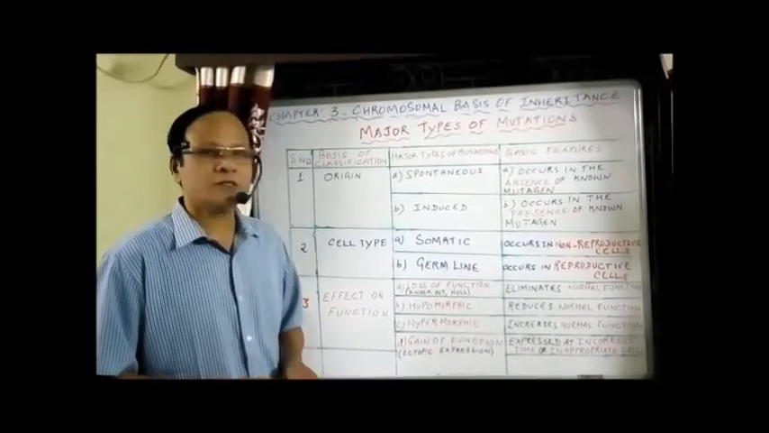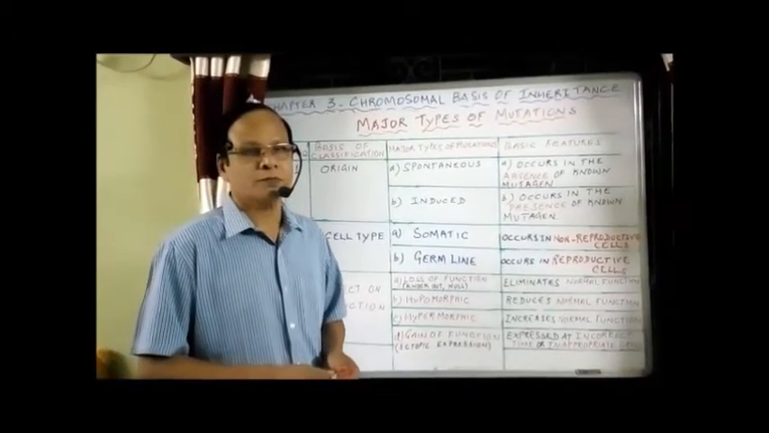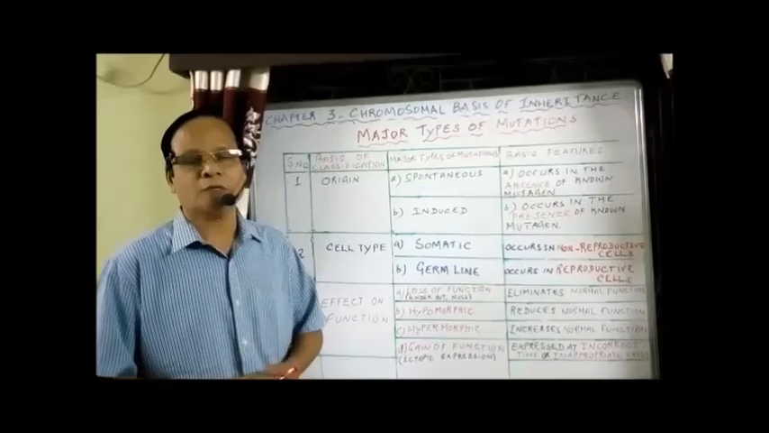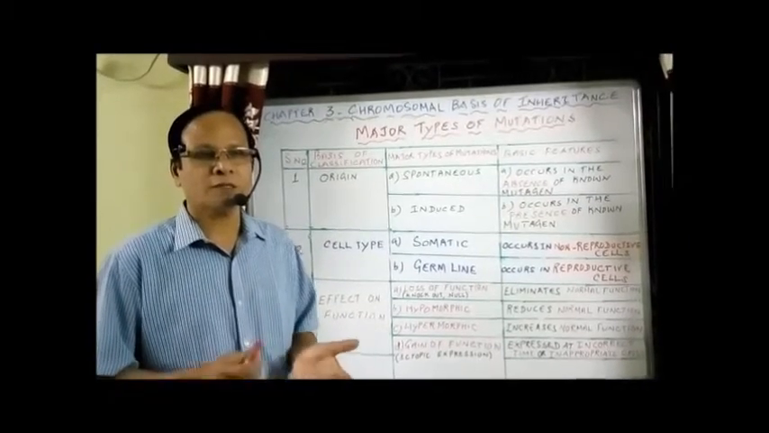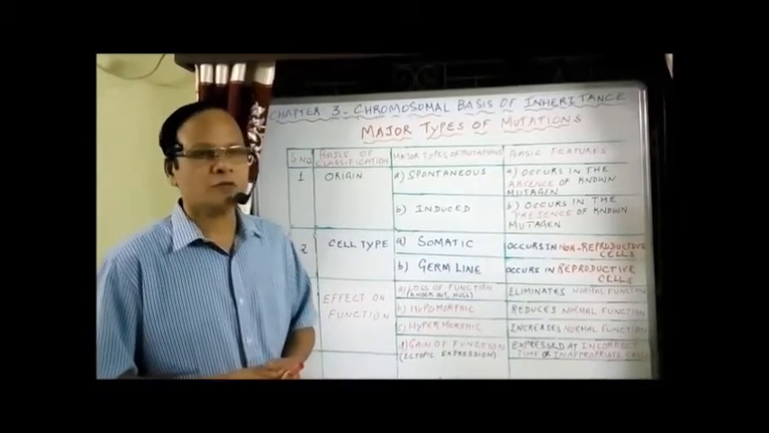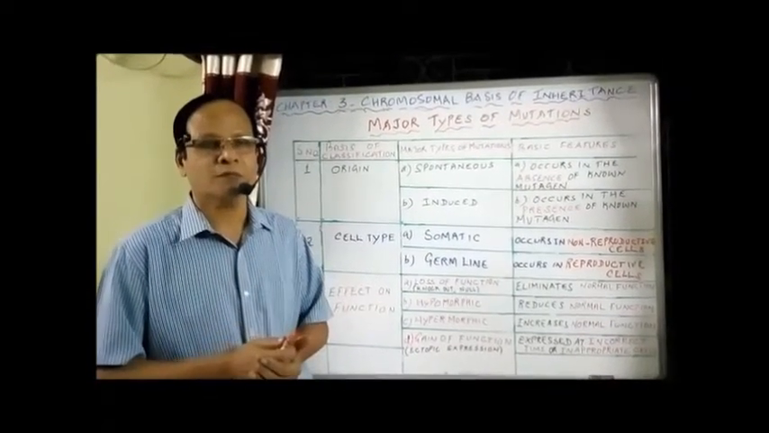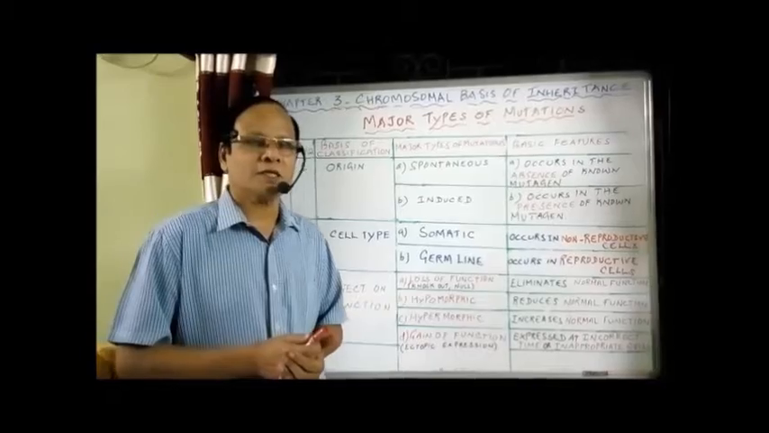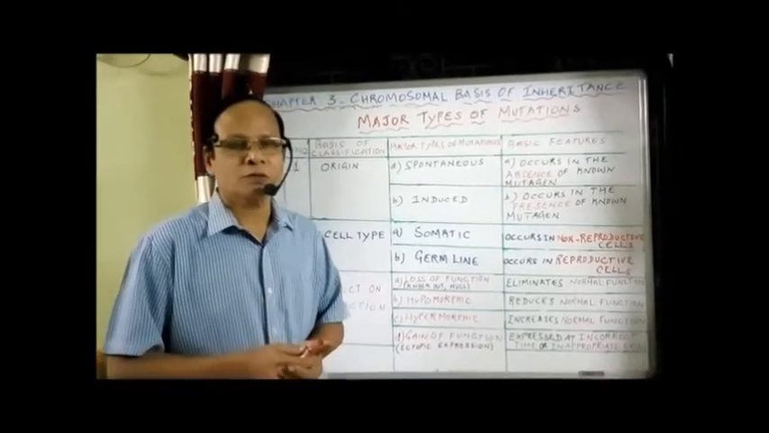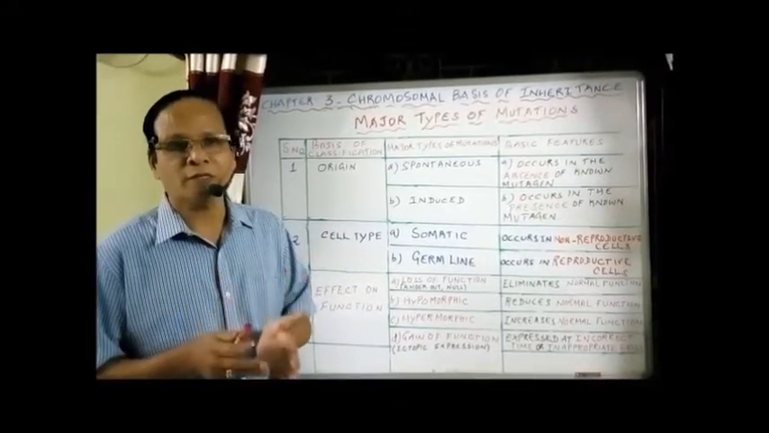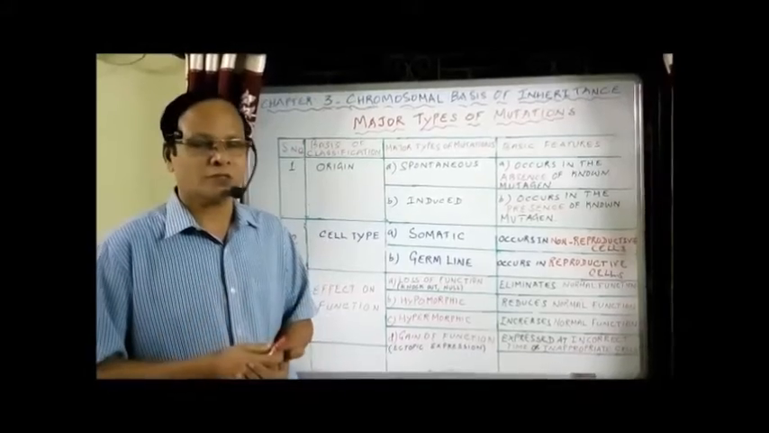Hi students, yesterday we were talking about what a mutation is. That was part 1: what is mutation and other things. Today we have to talk about the major types of mutations, the sudden change. There are some criteria that are used as a basis for classification of mutations.